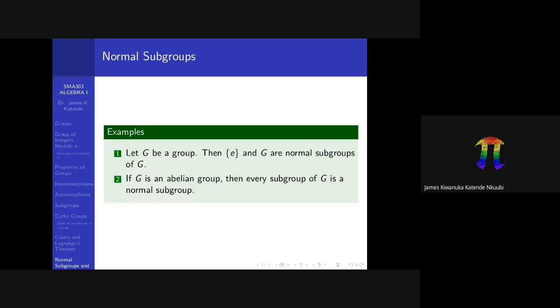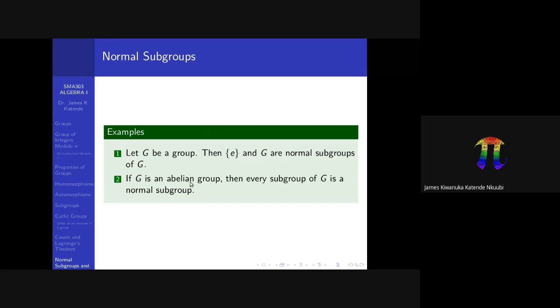So here are some examples of normal subgroups. These are two really basic examples of normal subgroups. That is, E, the identity, is a normal subgroup, and then the whole group is also a normal subgroup. Those are the trivial examples.